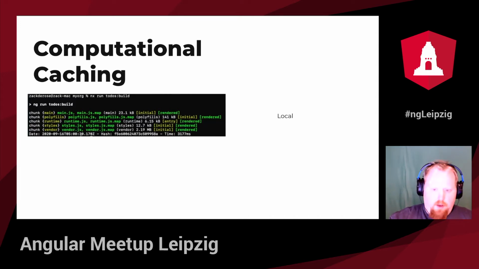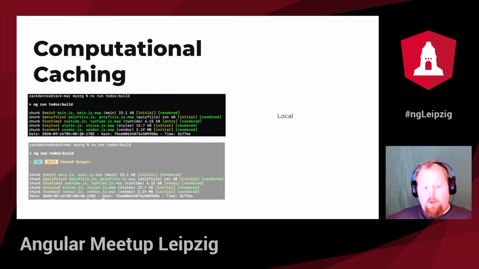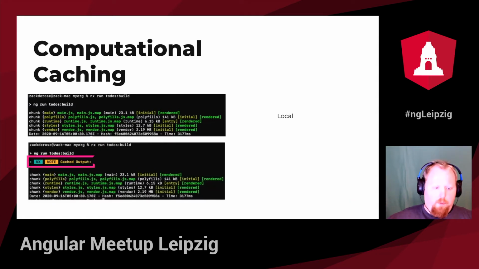If I happen to, for whatever reason, run this again, what's going to happen is NX is going to see, oh, well, the developer hasn't changed any source code, but they've already run the build command here. So I already know what that's going to look like. So I'm actually just going to pull that out of our cache, which is indexed by some hash of the source code. And we're just going to replay that result.